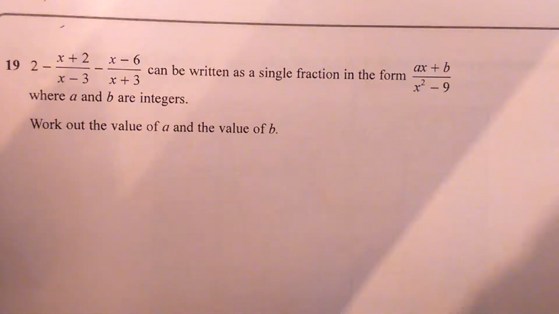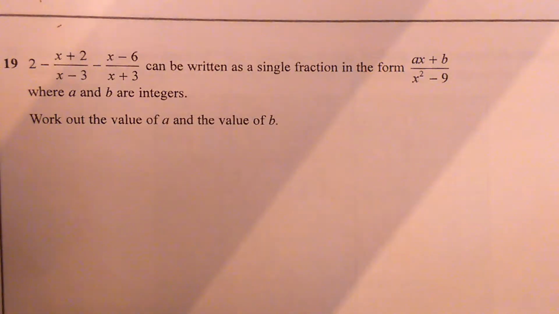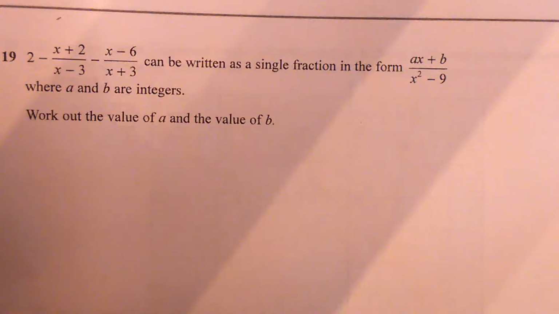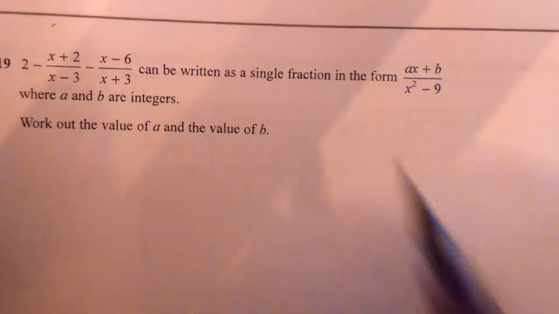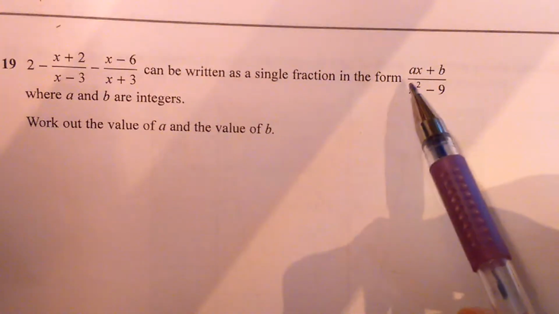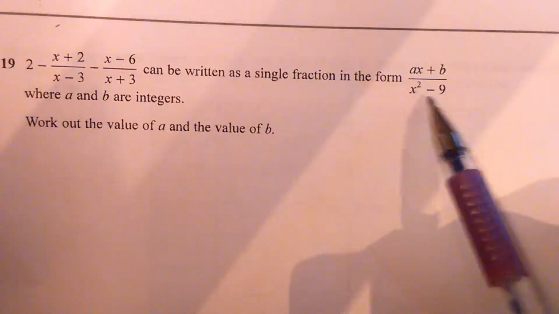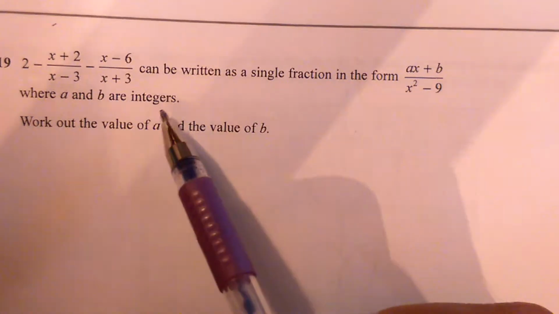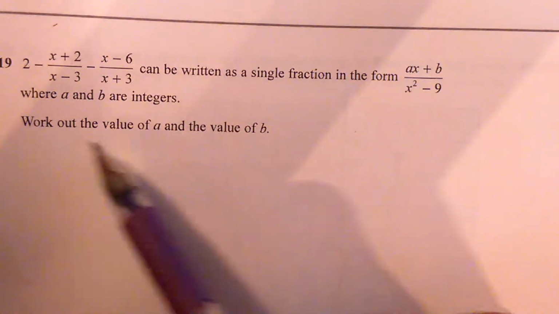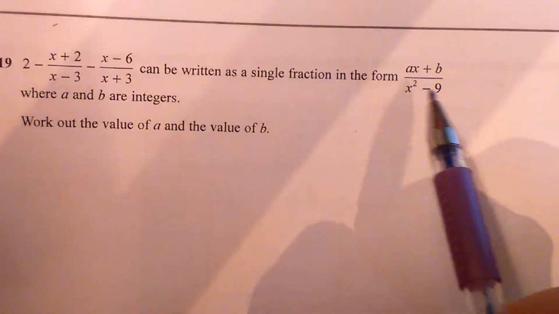Okay, (2 minus x plus 2) all over (x minus 3) minus (x minus 6) over (x plus 3) can be written as a single fraction (ax plus b) all over (x squared minus 9), where a and b are integers. And remember, integers means whole numbers. Work out the value of a and b.